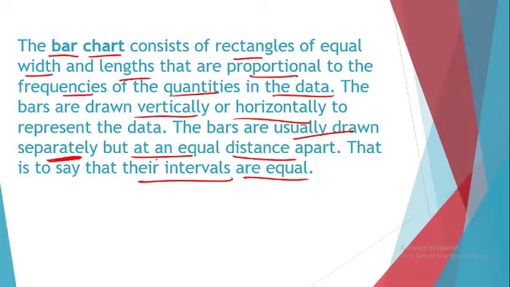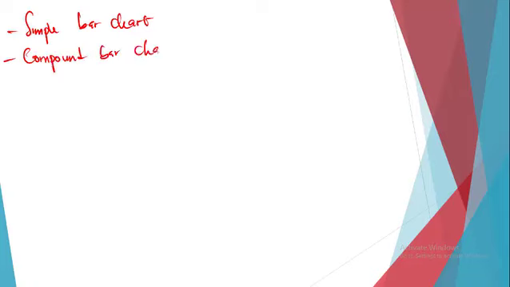Okay, the bar chart is divided into three. We have the simple bar chart, we have the compound bar chart, and then we have the last one, the composite bar chart. So in this lesson we'll cover these three types of bar chart. Let us start with the simple bar chart.